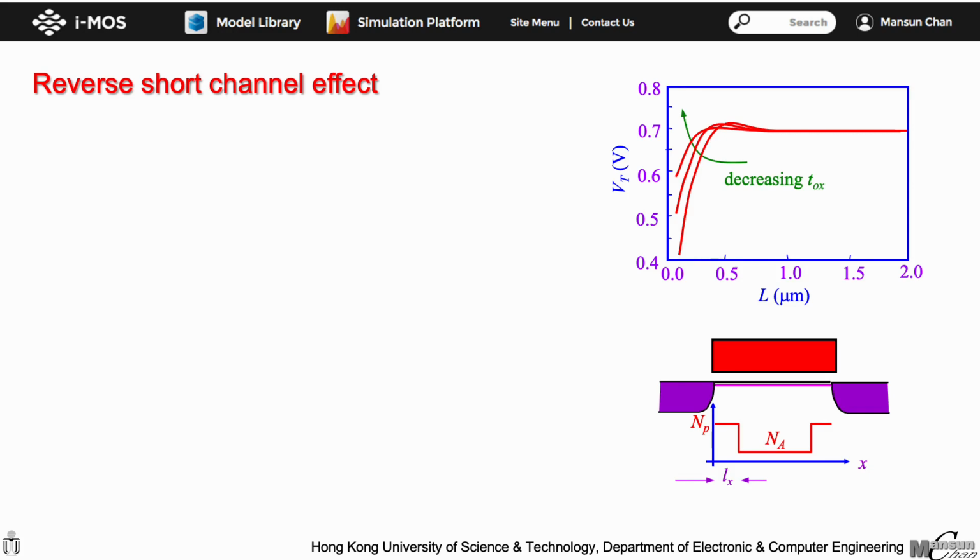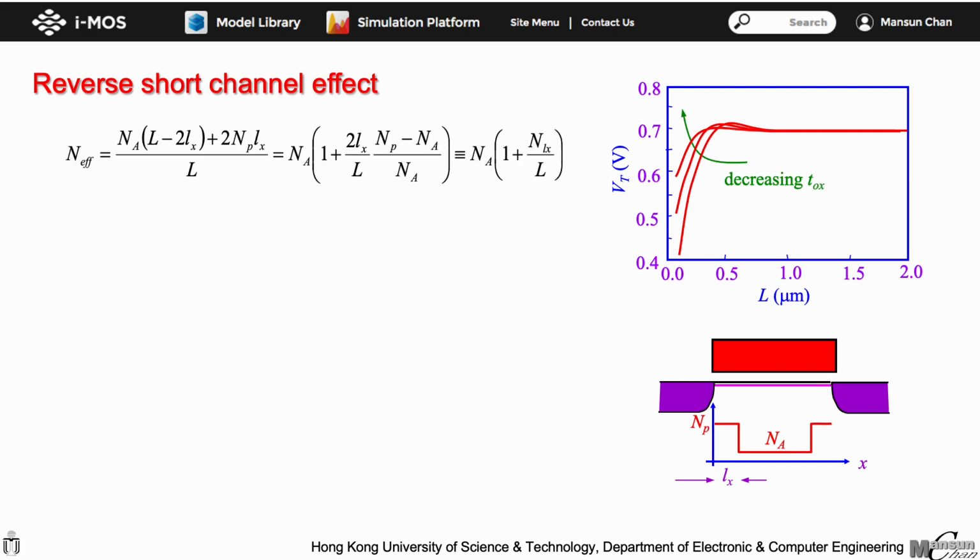The channel dopant distribution is non-uniform along the channel length and has higher concentration near the source and drain. It may be due to the halo structure or other processing-related effects. The dopant distribution is assumed to be what is given in the graph at the bottom. When calculating Vt, the dopant concentration should be the average one, instead of the uniform substrate doping Na. To find the average doping concentration, we define the effective doping concentration N effective, which is given by the equation here. It is just the weighted sum of the doping concentration along the channel.